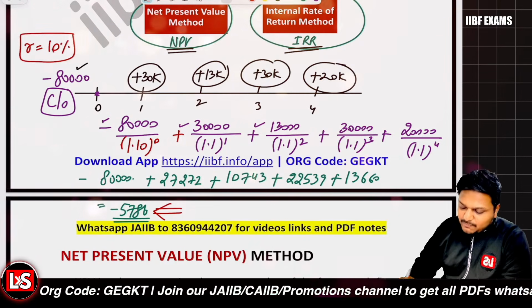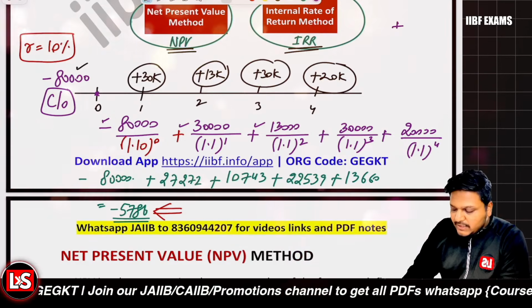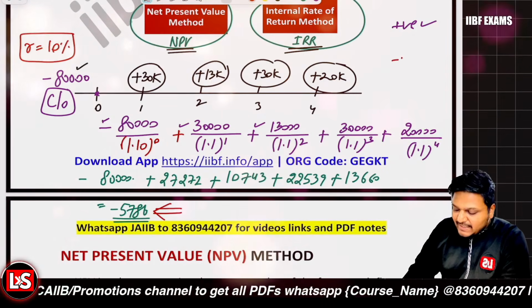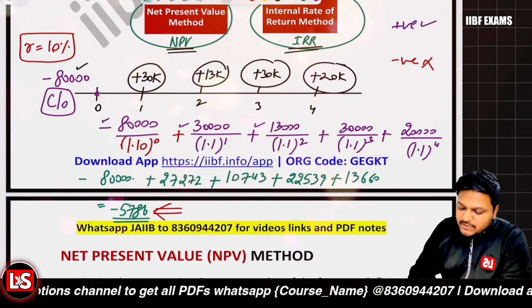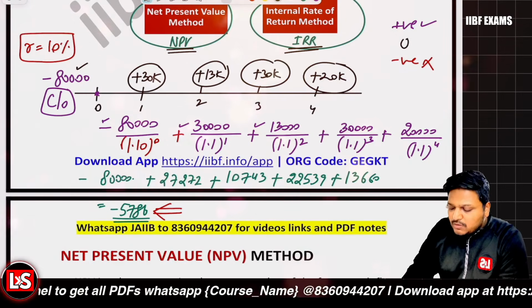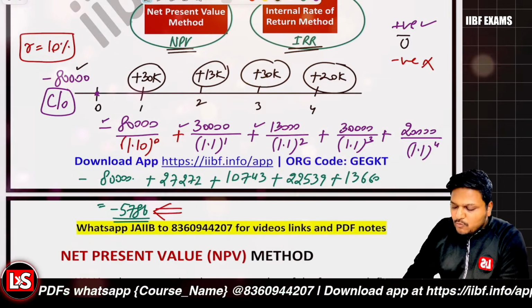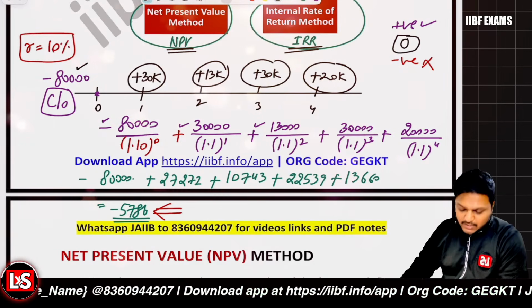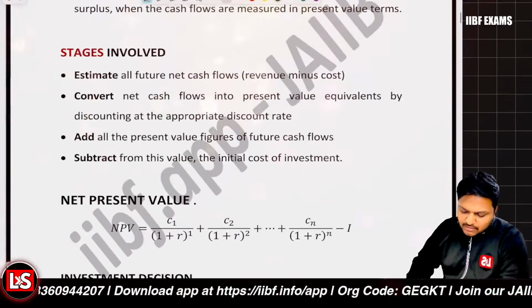So if NPV is positive, it's a very good project. Do take it. If NPV is negative, just don't go for the project. If NPV is 0, then it is an indifferent decision. No profit, no loss situation. Clear with it? So what are the different stages involved?